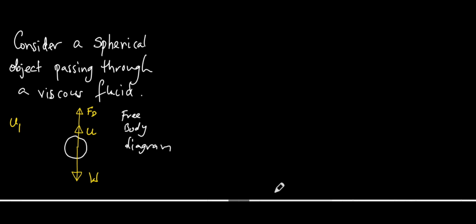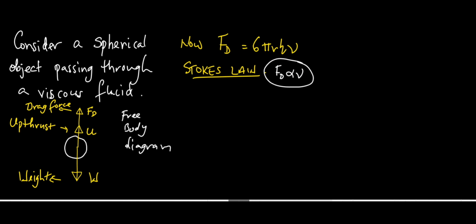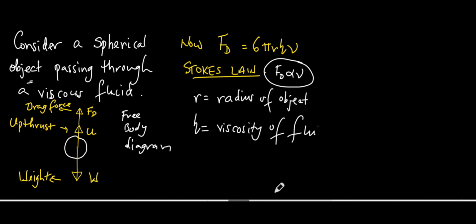Now, on a free body diagram as such, the spherical object experiences a weight acting vertically downwards, upthrust, which acts upwards, also known as buoyancy or viscous force, and the drag force, which we had mentioned before. Drag force is equal to 6 pi r eta v, which is known as Stokes' law. What this means is that the drag force is directly proportional, once again, to velocity. r is the radius of the object, eta the viscosity of the fluid, and v the velocity of the object.